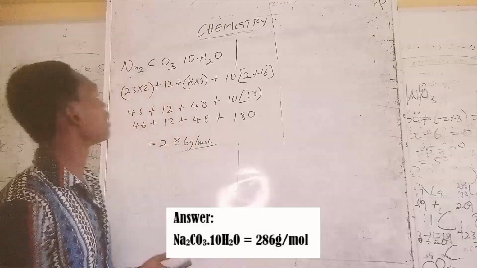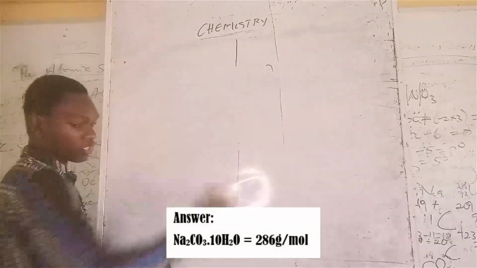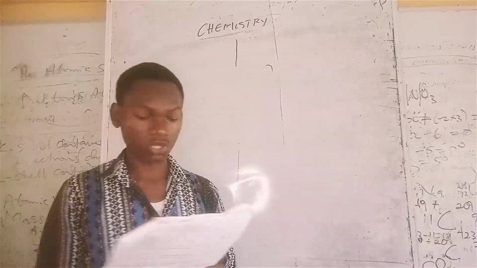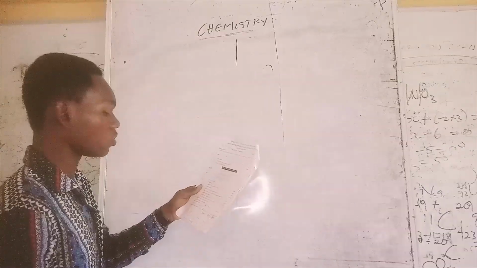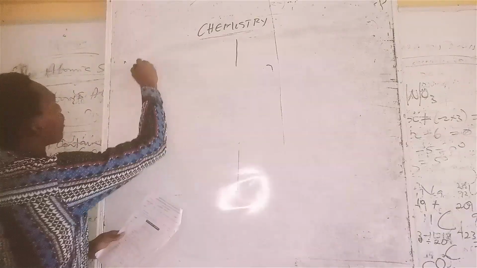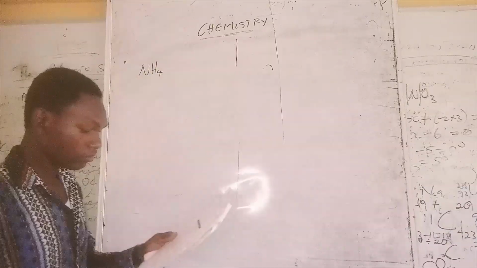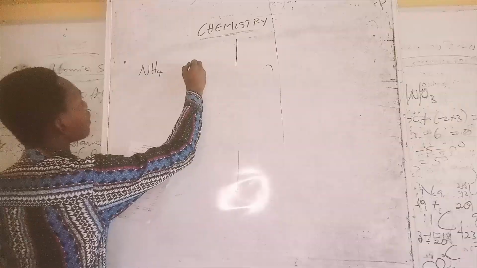Alright, now let's take the second question. We are asked to calculate the mass of ammonium tetraoxosulfate, and the formula for ammonium is this. Tetra is 4, oxosulfate.